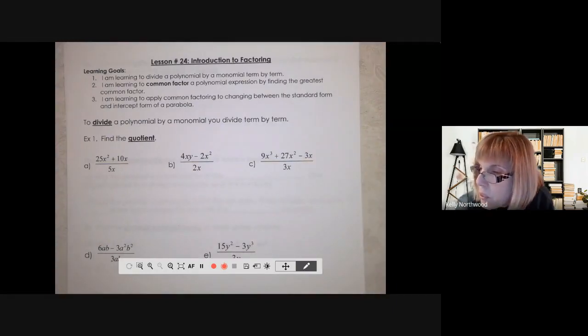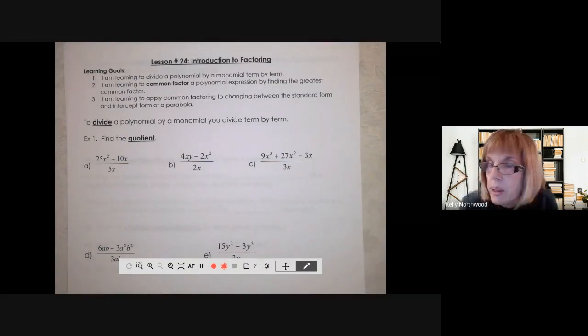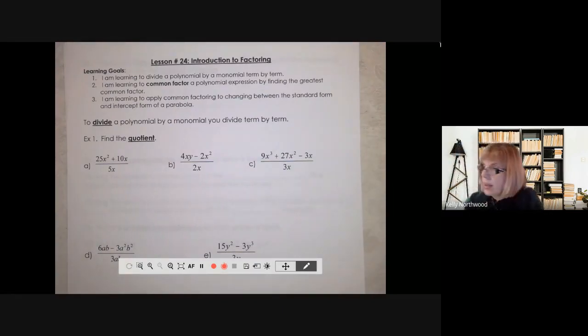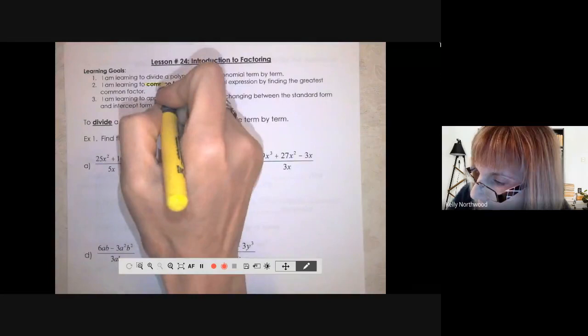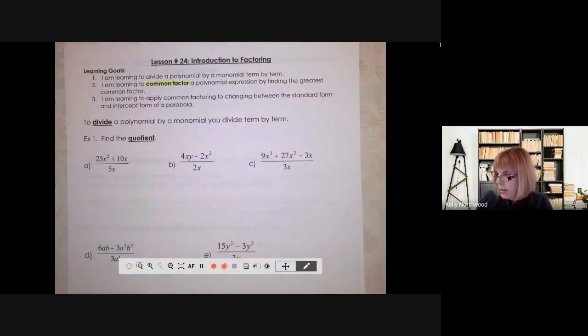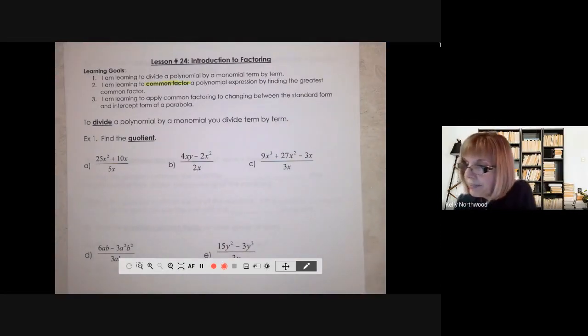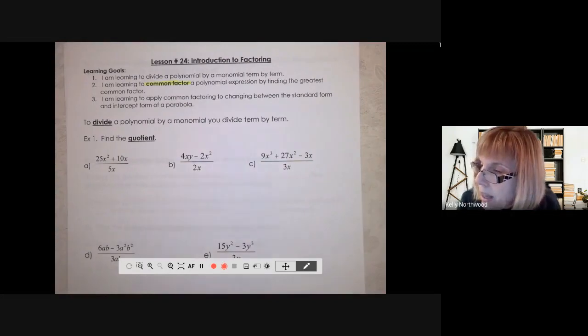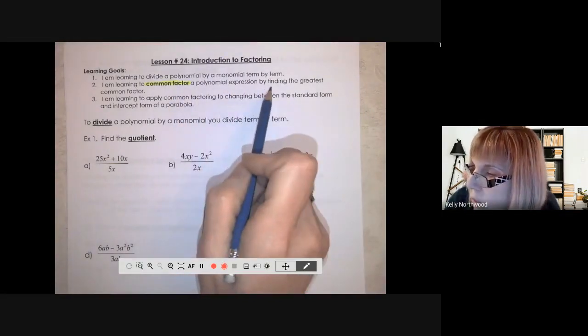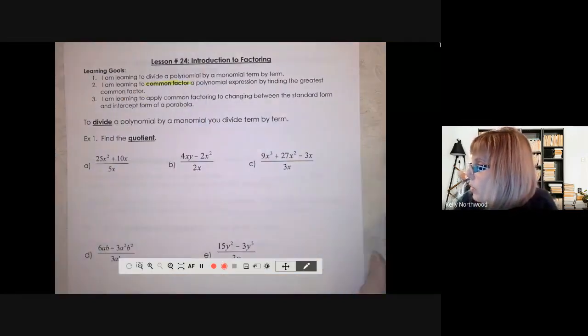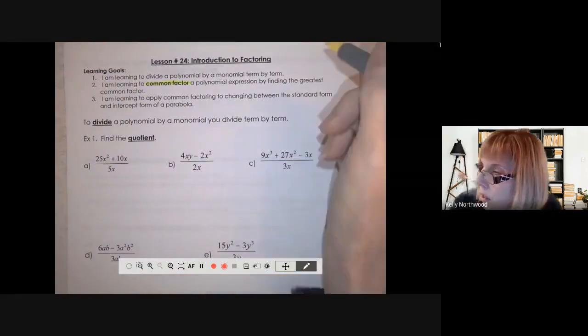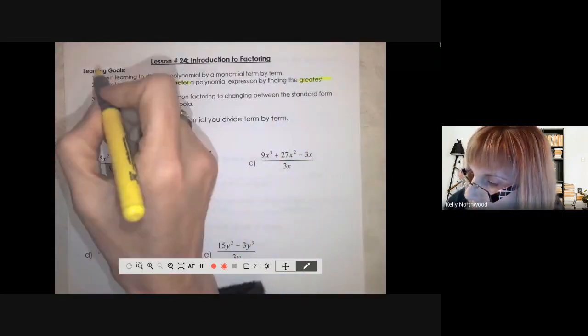Our learning goals for this morning are learning to divide a polynomial by a monomial term by term. That uses exponent laws. It's pretty straightforward. We're going to learn to common factor a polynomial expression. Common factoring is really important, and hopefully by the end of the lesson you'll understand how to do it and feel comfortable with it. We're going to common factor by finding the greatest common factor, which you may have heard about in elementary school relating to numbers, but now we're going to do it with algebraic terms.